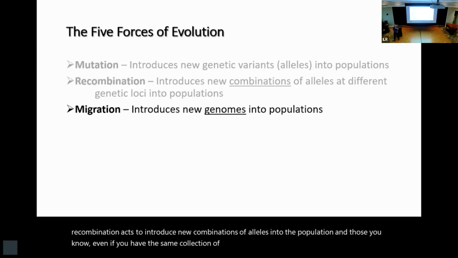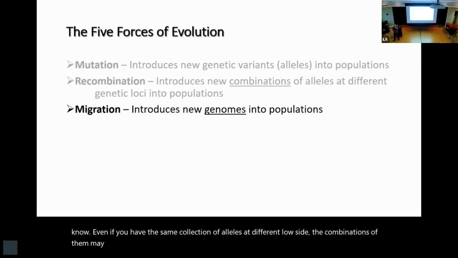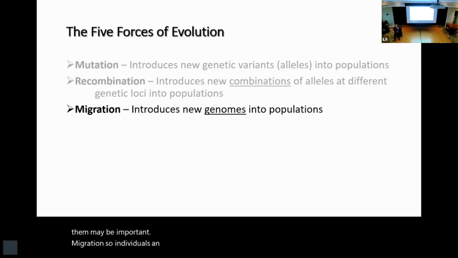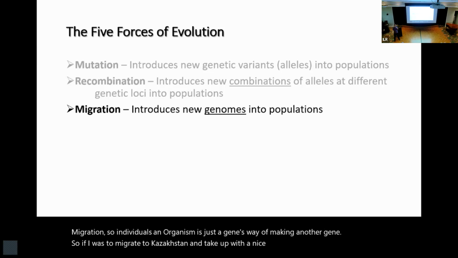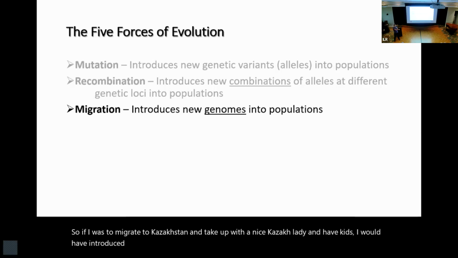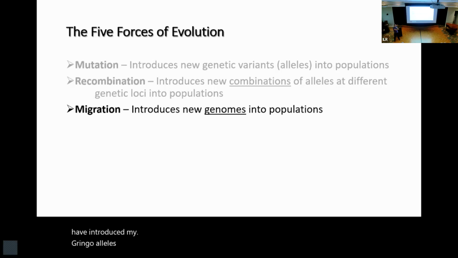Migration. An organism is just a gene's way of making another gene. So if I was to migrate to Kazakhstan and take up with a nice Kazakh lady and have kids, I would have introduced my gringo alleles into Kazakhstan and vice versa.